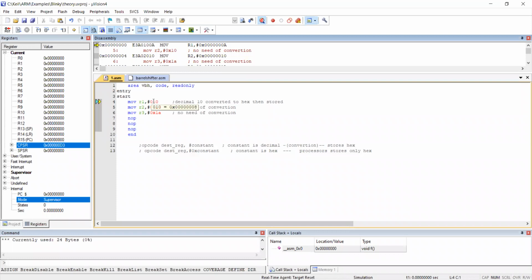What is the number 10? Number 10 in decimal should be converted into hex. So see here the converted code, can you see here? Please do type in the chat box.